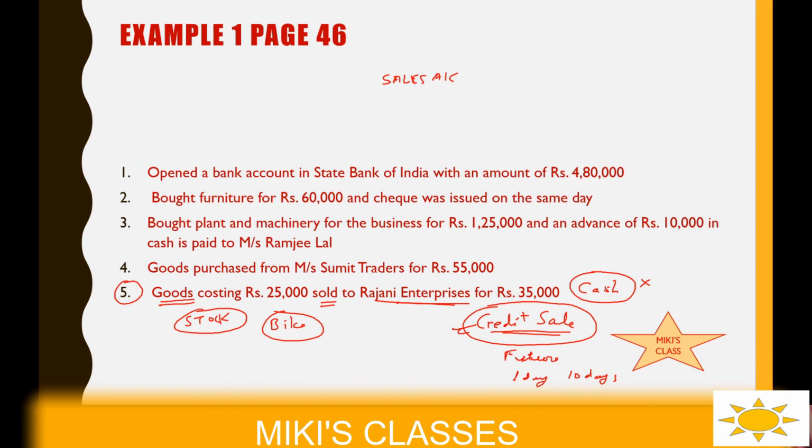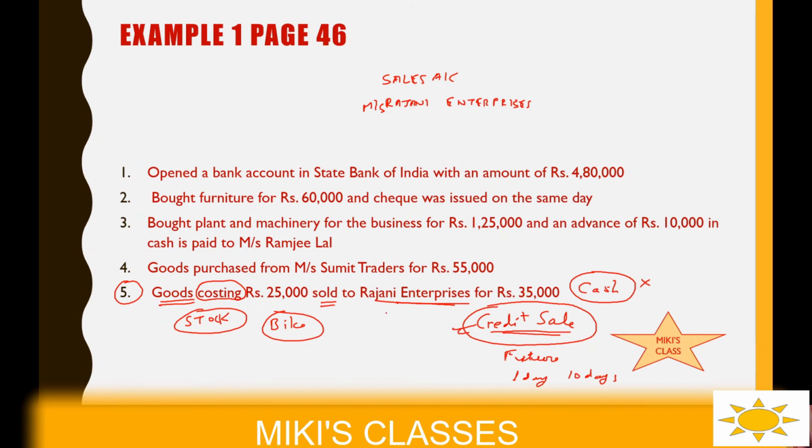Okay. So now we know that Rajani Enterprises is the other account which is involved. Now it is given here that the goods cost 25,000. We are selling it to Rajani Enterprises for 35,000. That is our business, right? We'll have to sell it at a profit.